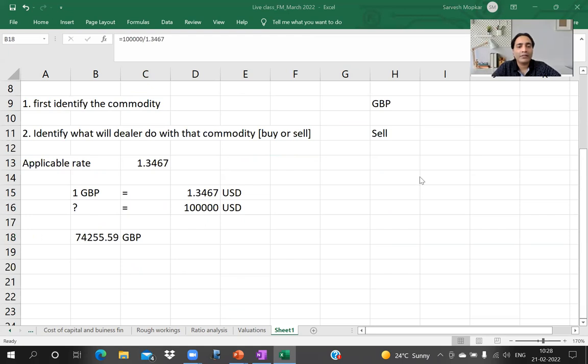Elsa, very good. A little bit of scolding is required, no? Sometimes. Not multiplication, division. Yes, simple maths, fifth standard maths, cross multiply. Garima, are you there? Have you understood this? Yes, very good. Fatima, very good. 74,255. That's your answer.